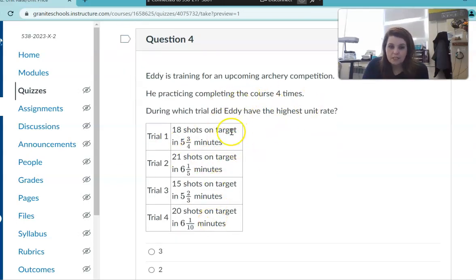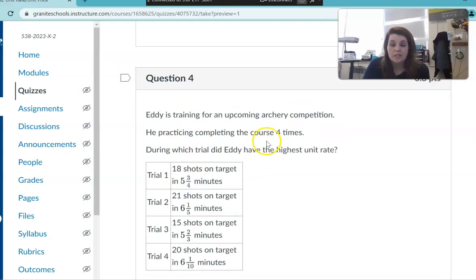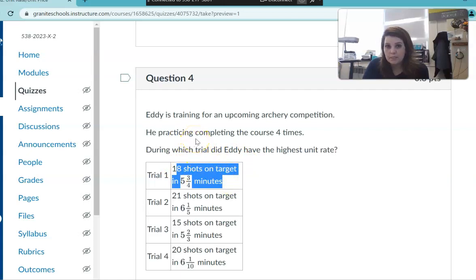Question 4, I'm going to try to fix this table so it looks better for you guys. But the question is, during which trial did Eddie have the highest unit rate? Because it doesn't give us any guidance, we are going to divide in the order that they give it to us. So for this problem where Eddie is training for an archery competition, that means he's going to shoot arrows. He goes through an obstacle course, and while he's completing the obstacle course, he has to shoot his arrows at targets, and so he's running the obstacle course and then recording how many shots he makes on target.